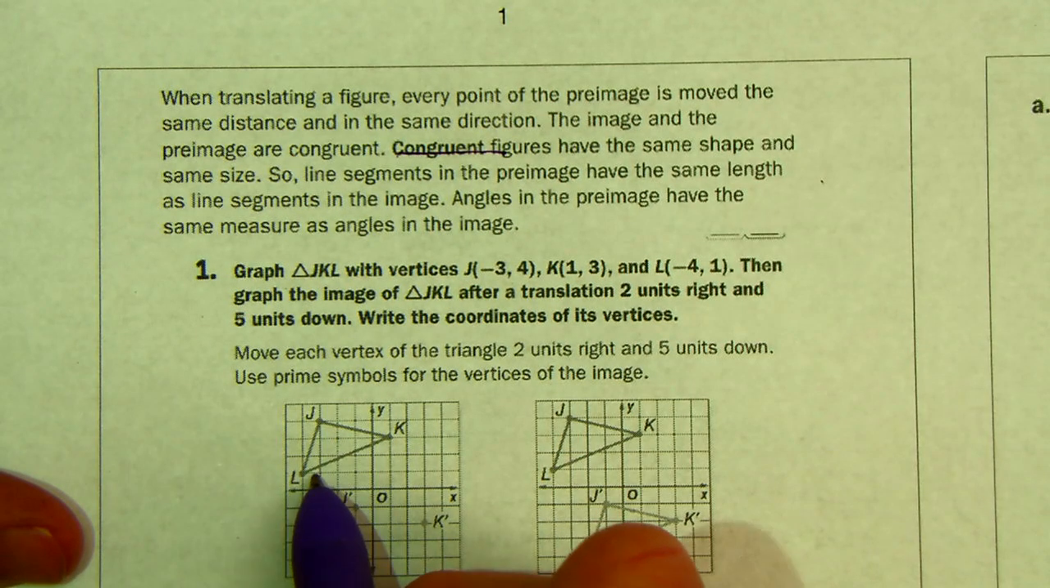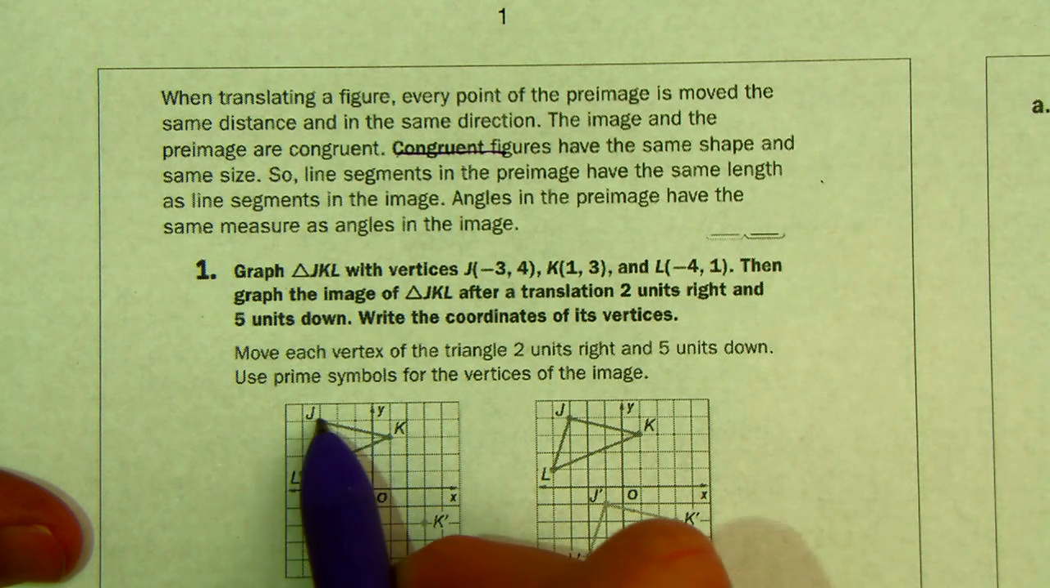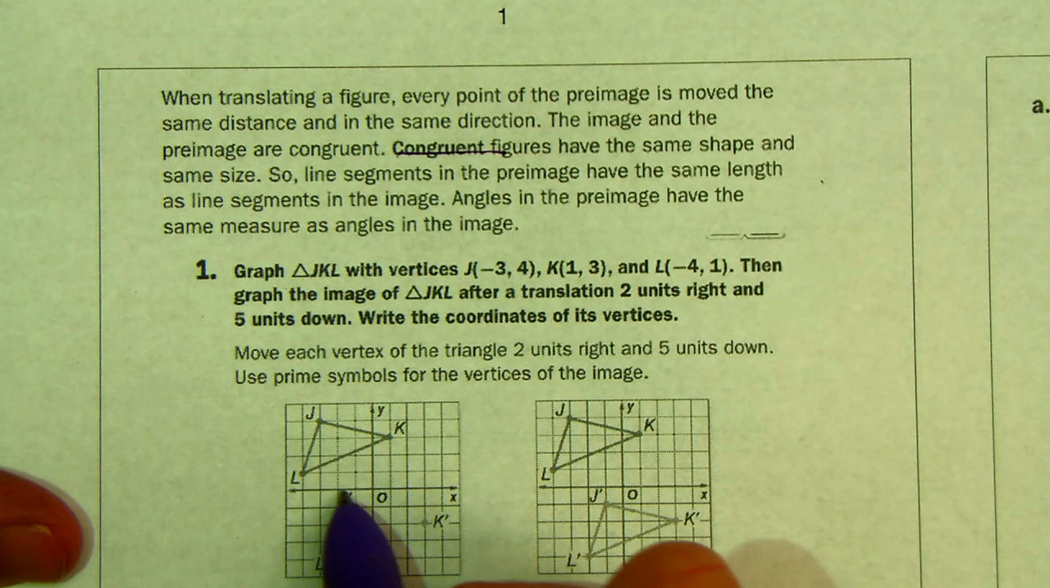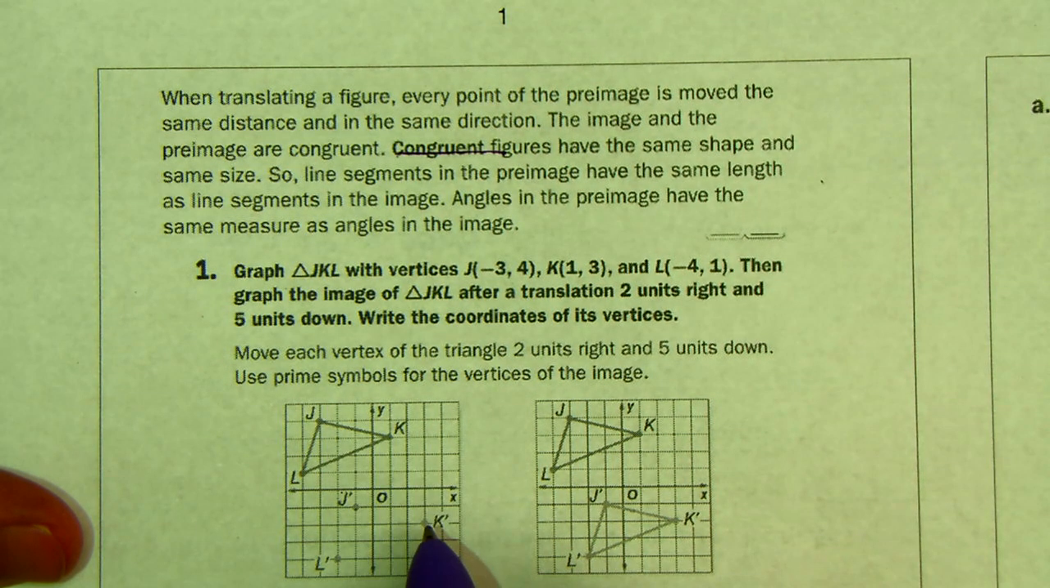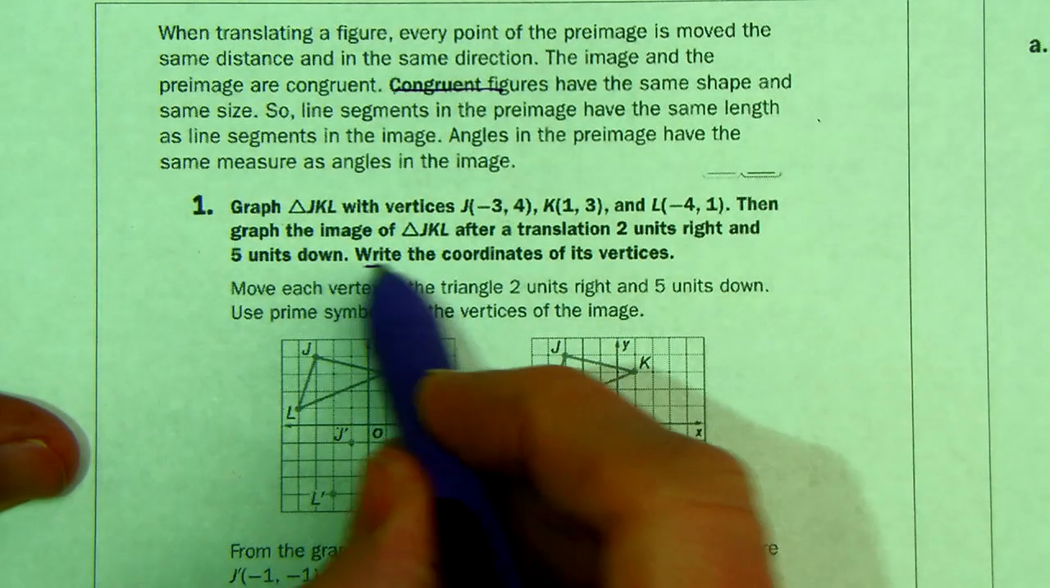Label it L prime. 2 units right, 5 units down, J prime. 2 right, 5 down, K prime. And label both of them. I cannot tell you how important it is to label both of them, and then write the coordinates. When you write the coordinates, you are including the little apostrophe, the prime.